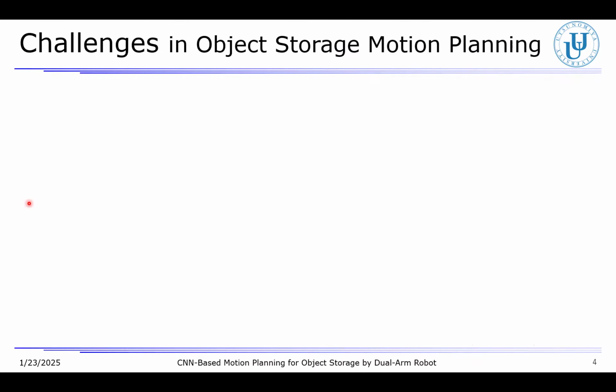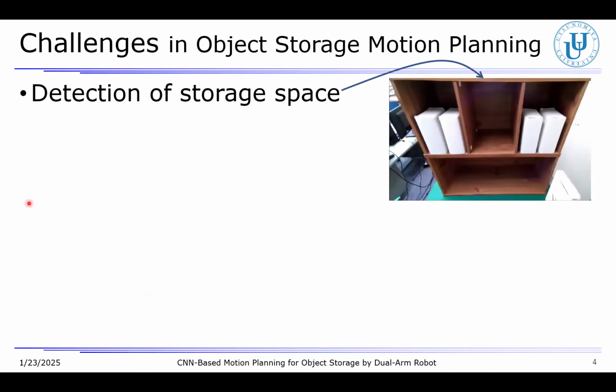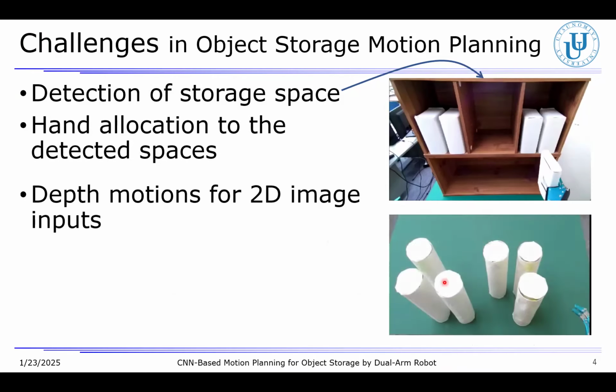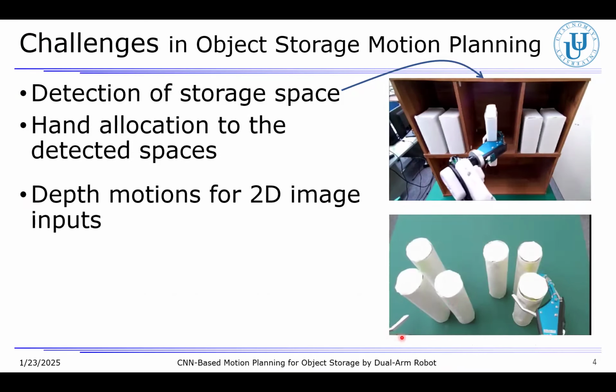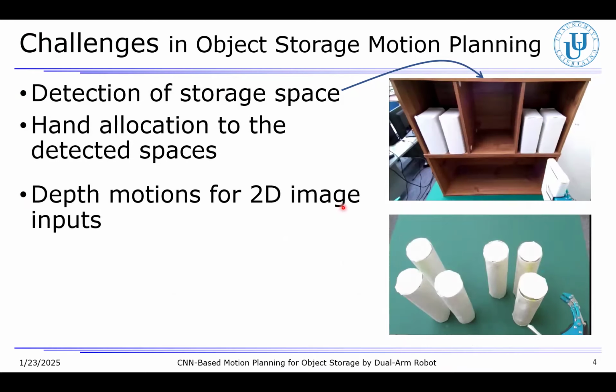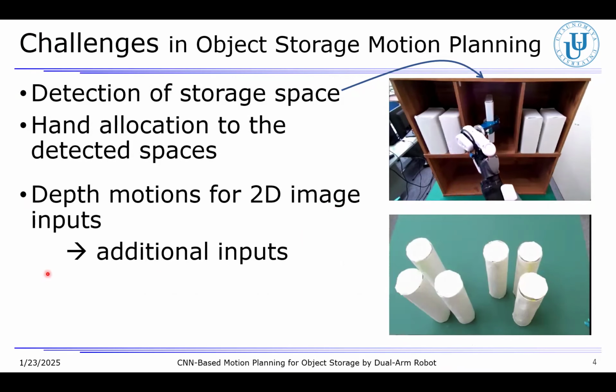Okay, here let me explain the challenges in object storage motion planning. Robot is first required to detect storage space in the shelf, which is the center one in this picture. After that, the robot moves the hand toward the respective target spaces depending on the detected results. Moreover, compared to the reaching motion, the robot moves the hands toward the depth direction for 2D images, as you can see here in these movies. So we use additional inputs to the motion planner.